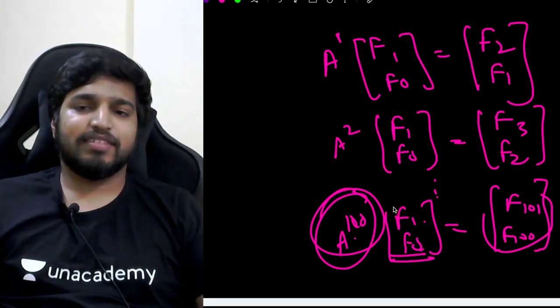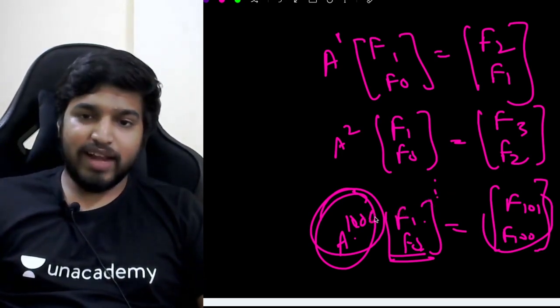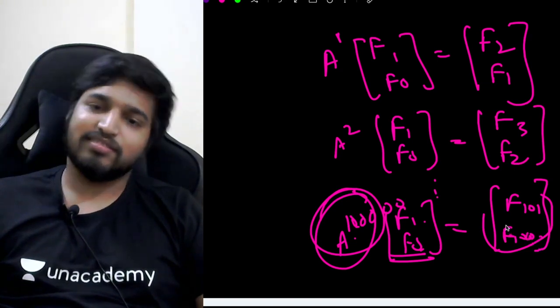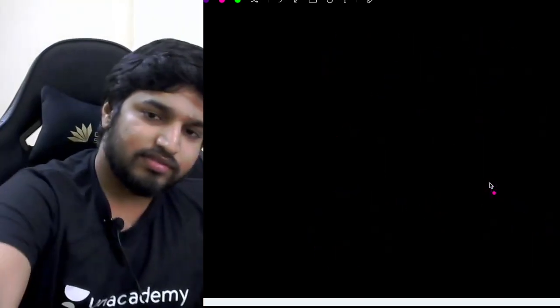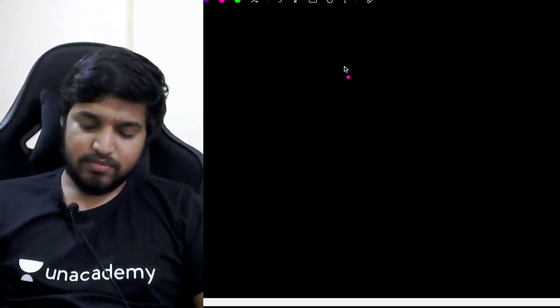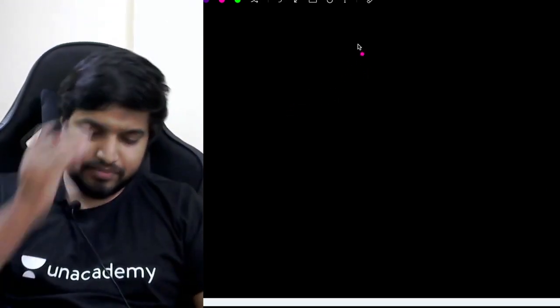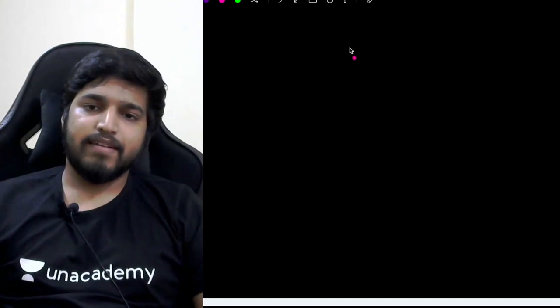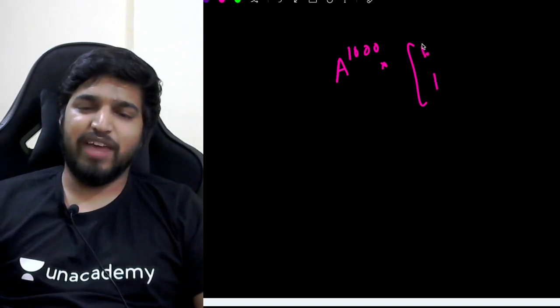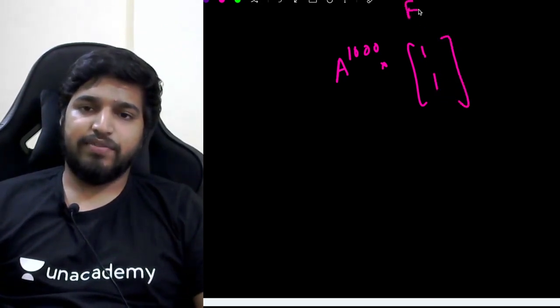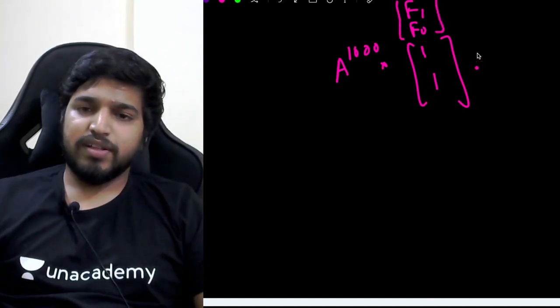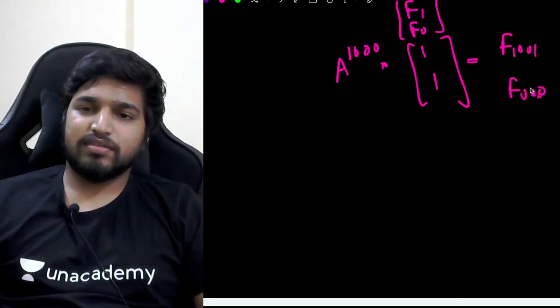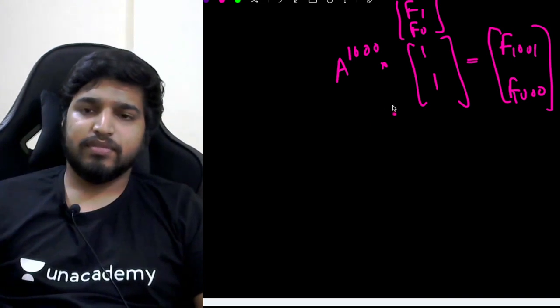All right. Great. If you want, you can put 10 more zeros here as well. It's very simple. What did we revise here? A power 1000 into F1 and F0 will give you F1001, F1000.